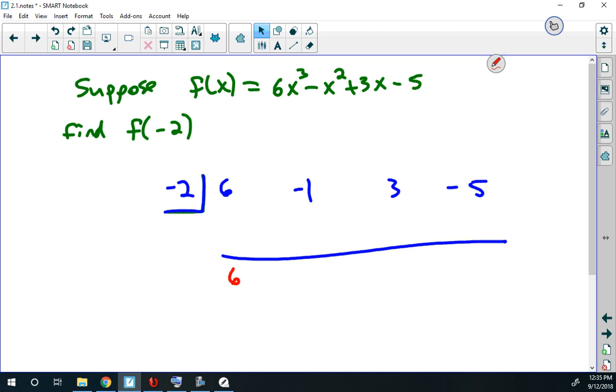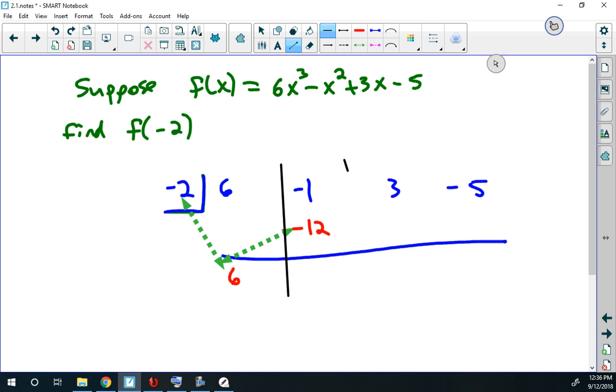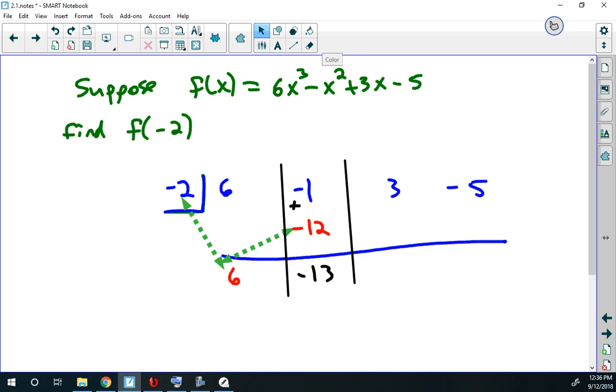What am I multiplying? I'm multiplying this negative 2 by that 6. And what's that product going to be? Negative 12. And that product is going to shoot right up to here. Now I'm just adding right down this column. So what is negative 1 plus negative 12? Negative 13.